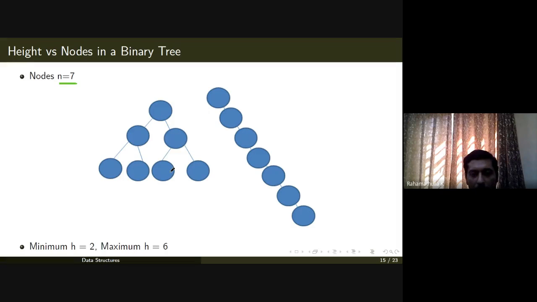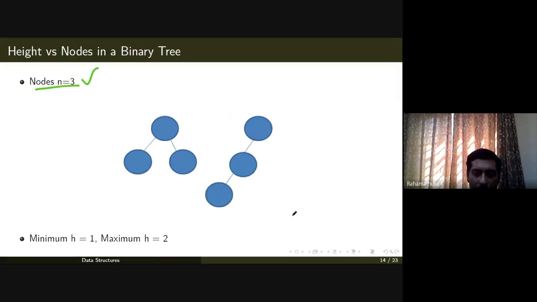This comes out to be just the opposite case. We have just seen the case of height versus nodes. This is nodes versus height. There we were talking about the maximum number of nodes. Here, with the maximum number of nodes you can generate the minimum height. That's it. So with 7 nodes you can generate a minimum height of 2. With 7 nodes you can generate a maximum height of 6.